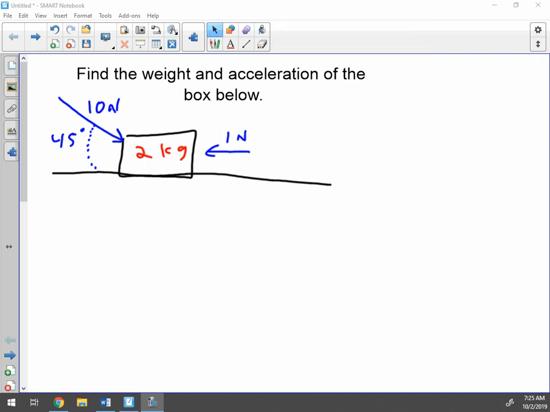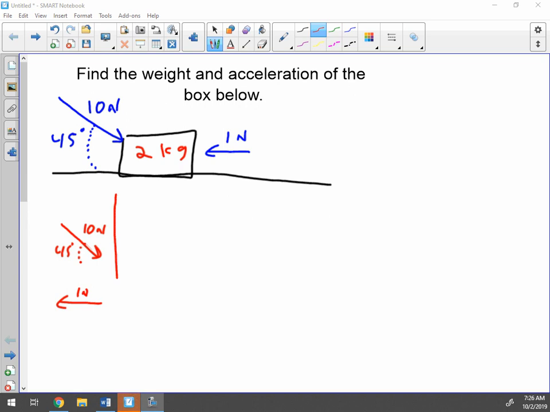I'm going to draw this vector over here. And I'm going to say it has 10 newtons at a 45-degree angle. And I'm going to say this one is 1 newton going that way. And I'm going to create my chart. I'm going to have my x component and my y component. And I'm going to calculate those values.